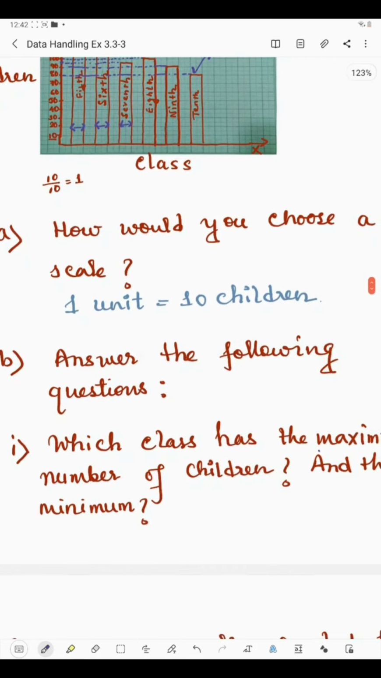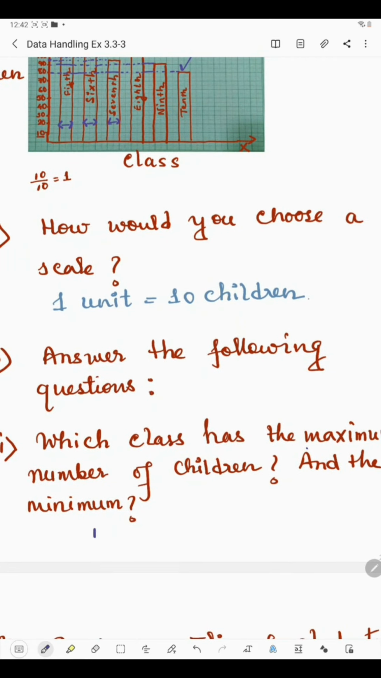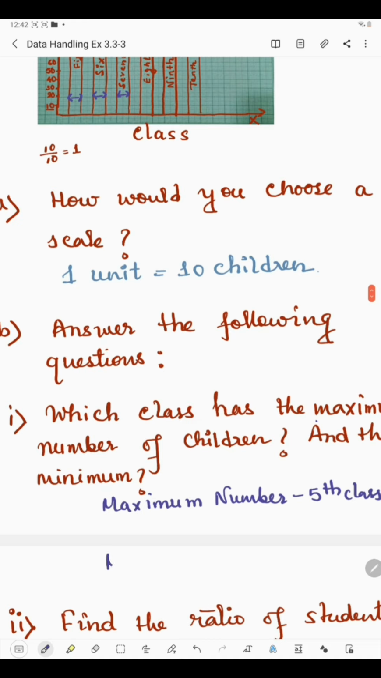So we'll write maximum number is in 5th class and minimum number of children is in 10th class. Okay.